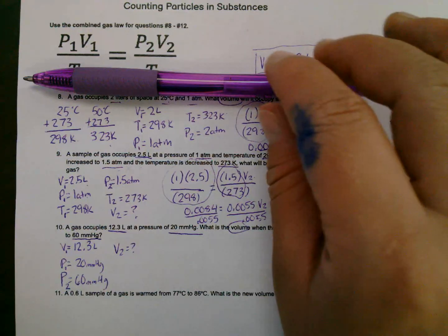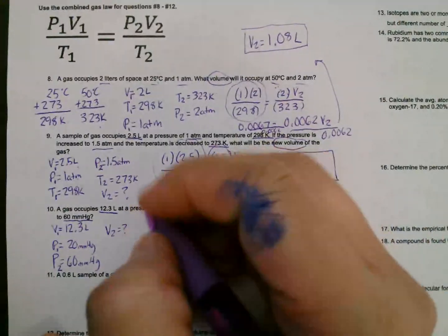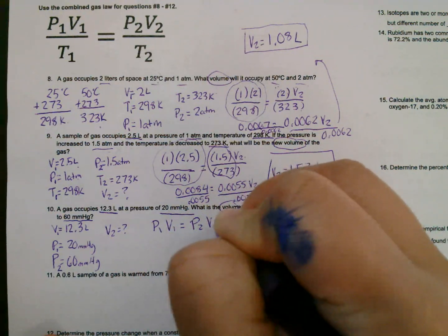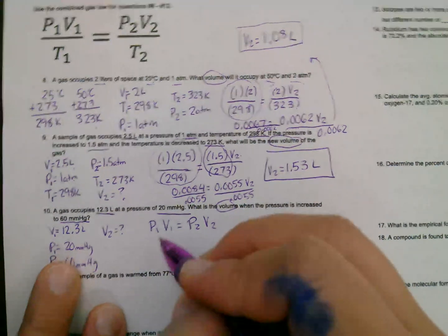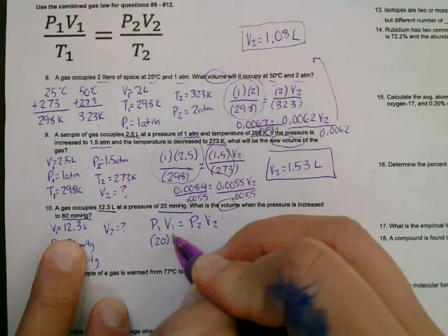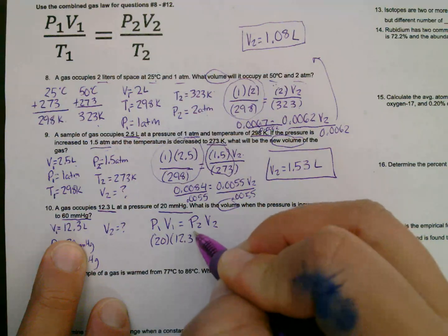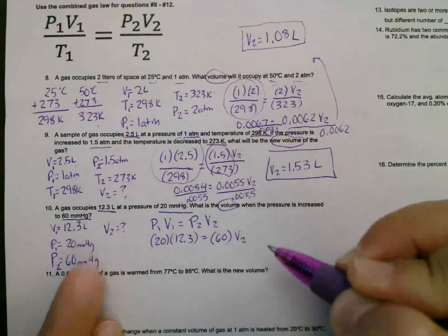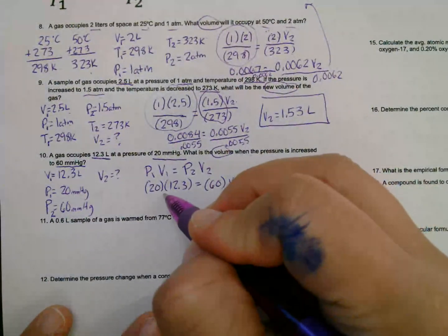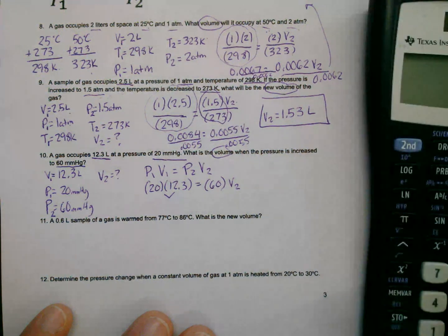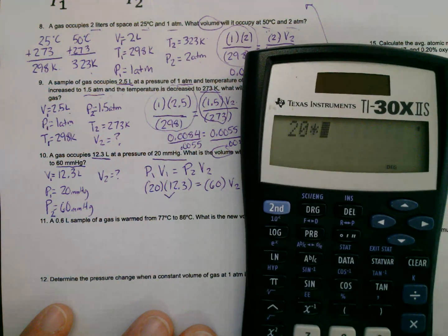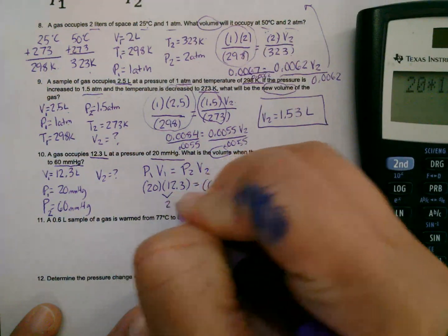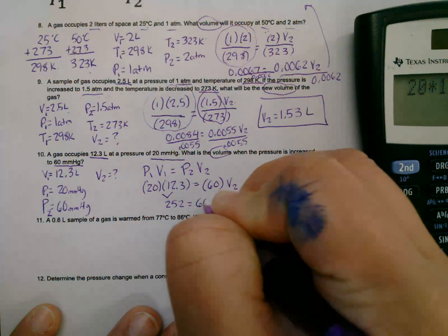So our equation's P1 V1 equals P2 V2. Plugging in our numbers, P1 is 20, V1 is 12.3, and that's going to equal P2 is 60, and V2 is what we're looking for. So when solving this, we're going to multiply 20 times 12.3. That's going to be 252. And that's going to be equal to 60 V2.